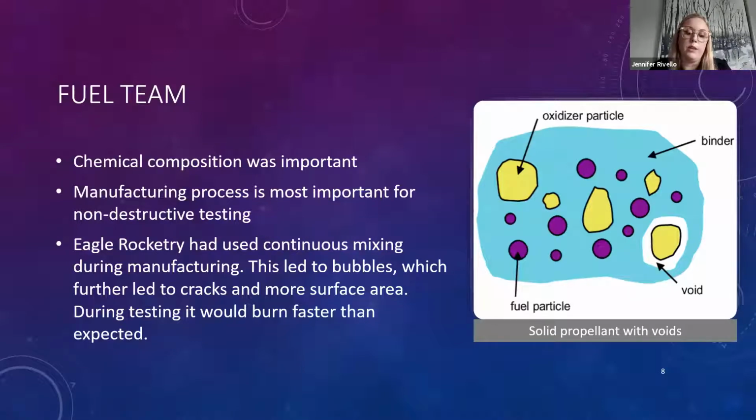But even more important than that was how it was manufactured and the process and steps that we took. Eagle Rocketry had previously used continuous mixing, which had led to some bubbles in the propellant. So one way that we fixed that, or tried to fix it, was to use batch mixing, which was more repeatable in the end product. And so far it has worked well for us.